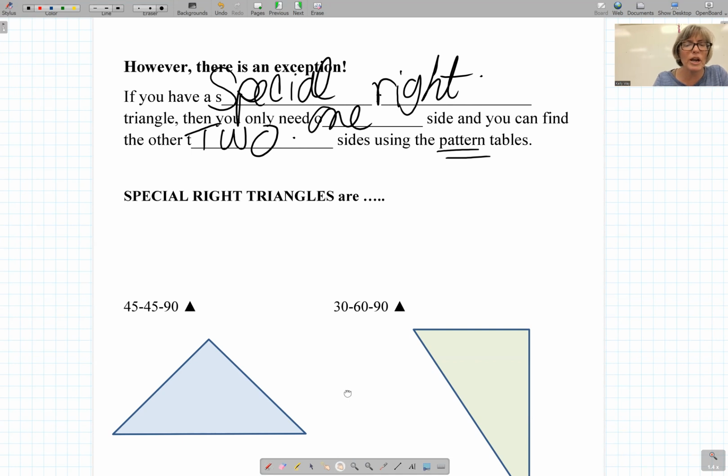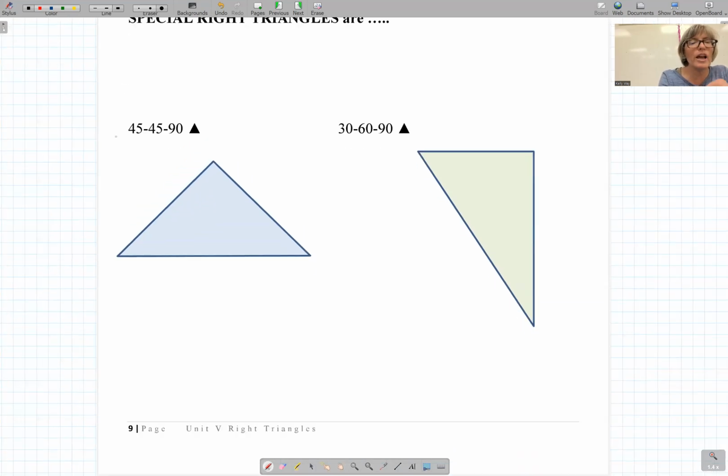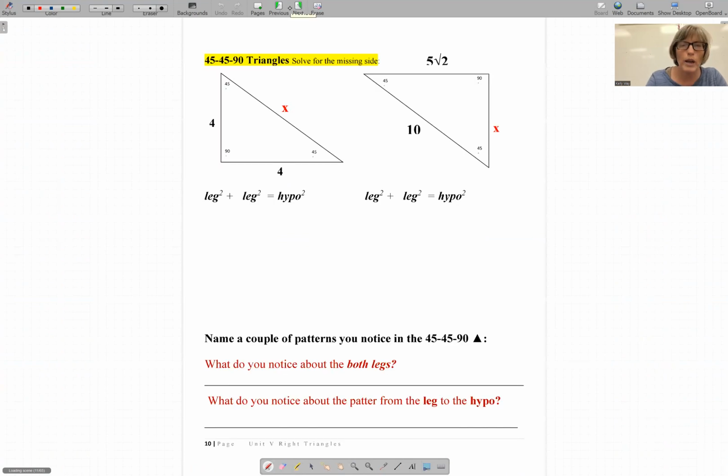The two special right triangles and the two patterns we're going to learn are for 45, 45, 90 and 30, 60, 90. 45, 45, 90. Remember that. I'll complete the rest of that in a minute. And then you have 30, 60, 90. These are special right triangles and they have special shortcuts. We're going to figure that out right now.